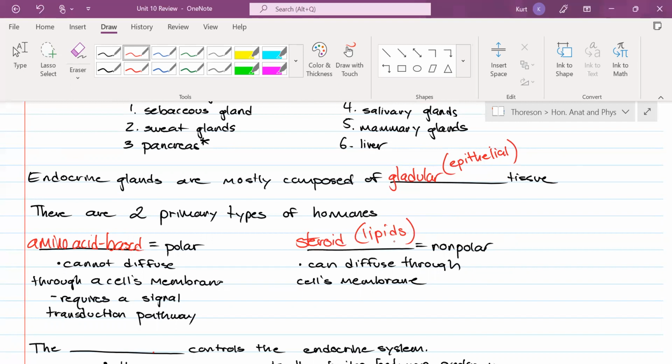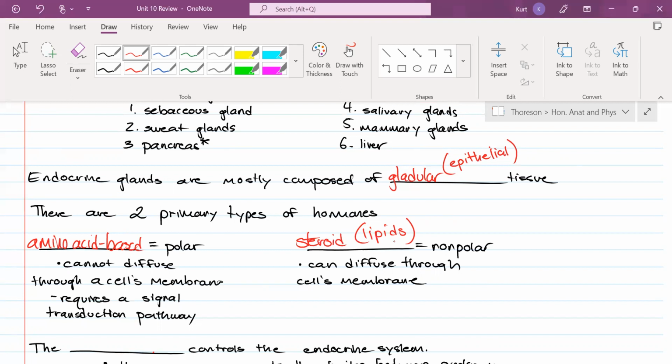Which one requires a signal transduction pathway because they can't get to the nucleus on their own? Right. You remember when I jumped over the table and went back to Jacob or Dylan or whoever was back there? What was I trying to be? A steroid or an amino acid based hormone? No. I had to be steroid. When I gave Morgan, or someone, Natalia, I don't know who, a signal, then they gave the person behind them a signal, then they told Dylan something. That's a signal transduction pathway.